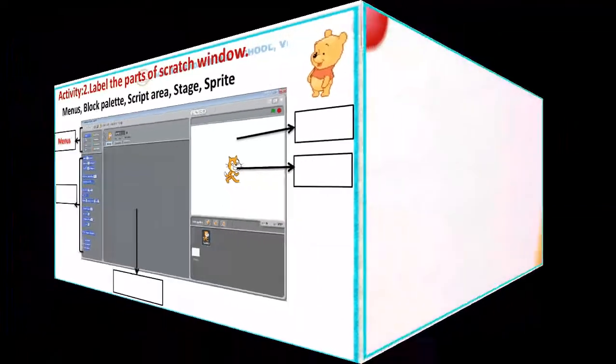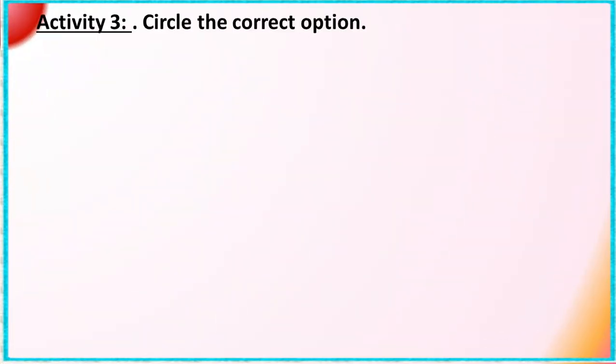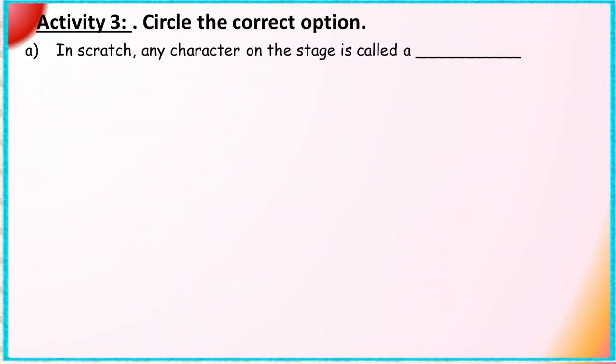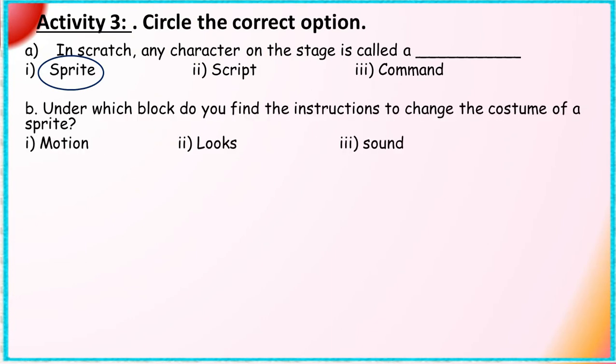We will move to activity number 3. Circle the correct option. In Scratch, any character on the stage is called dash. Options: sprite, script, command. Which is the correct answer, children? Yes, it is sprite. Remaining questions I will read for your reference. Under which block do you find the instruction to change the costume of a sprite? Motion, looks, sound.